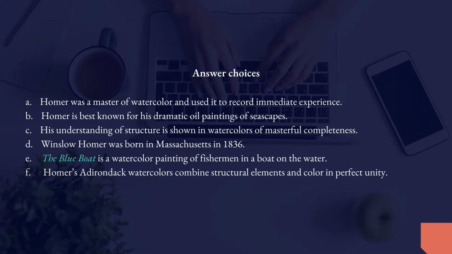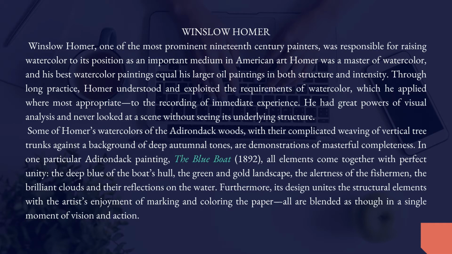But let me show this in the text. The Blue Boat is here. Look, let's see the sentence. The sentence before that was about the demonstrations of masterful completeness, right? Then it says, in one particular painting, The Blue Boat. You see, all details, even the lead-in of the sentence, that is the beginning part, says, in one particular painting. It's giving details to support a previous point, so it cannot be a main point.